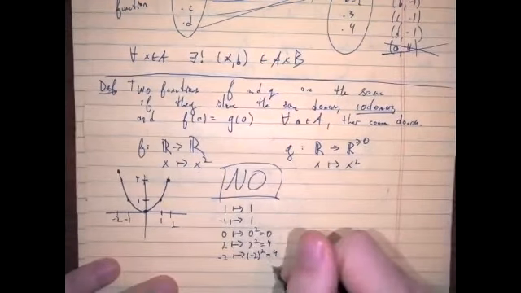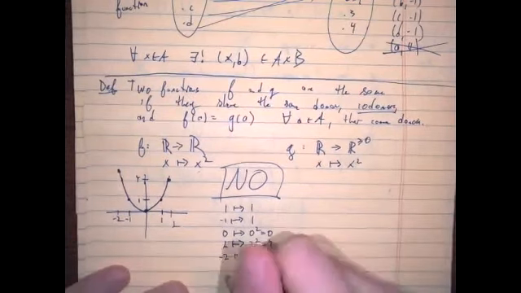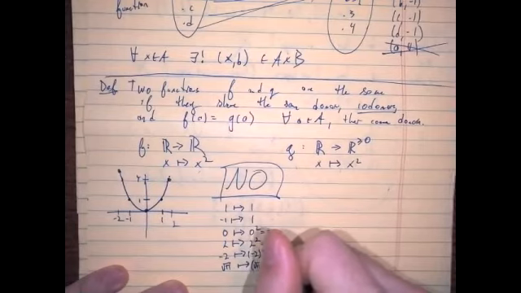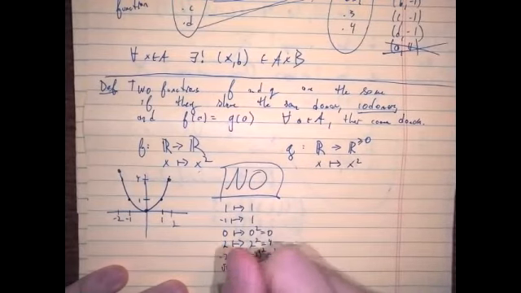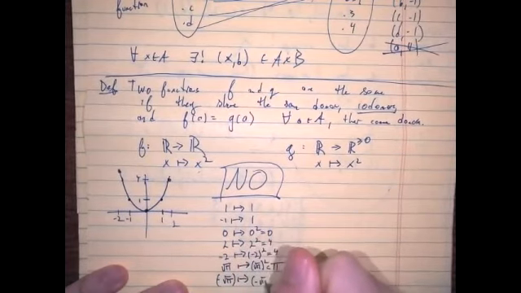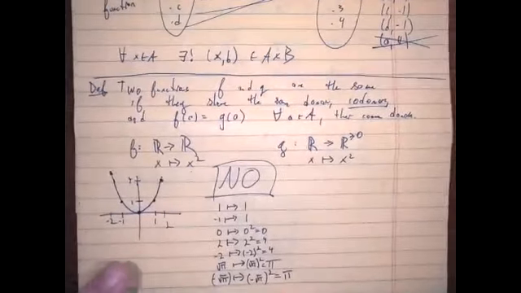How about, I don't know, pi? Yeah, perfect. The square root of pi will map to the square root of pi squared, which is equal to pi. And also the negative square root of pi will be mapped to the negative square root of pi squared, which is also equal to pi. So pi is inside the range.